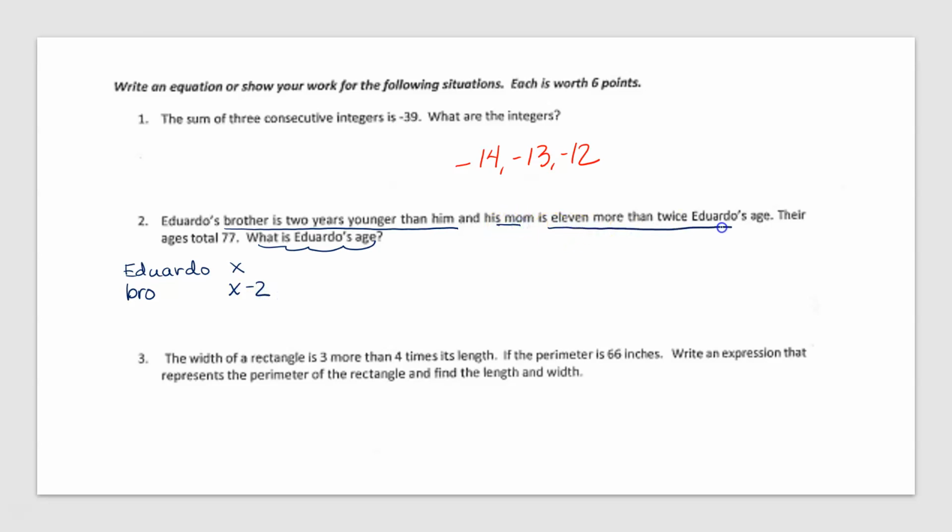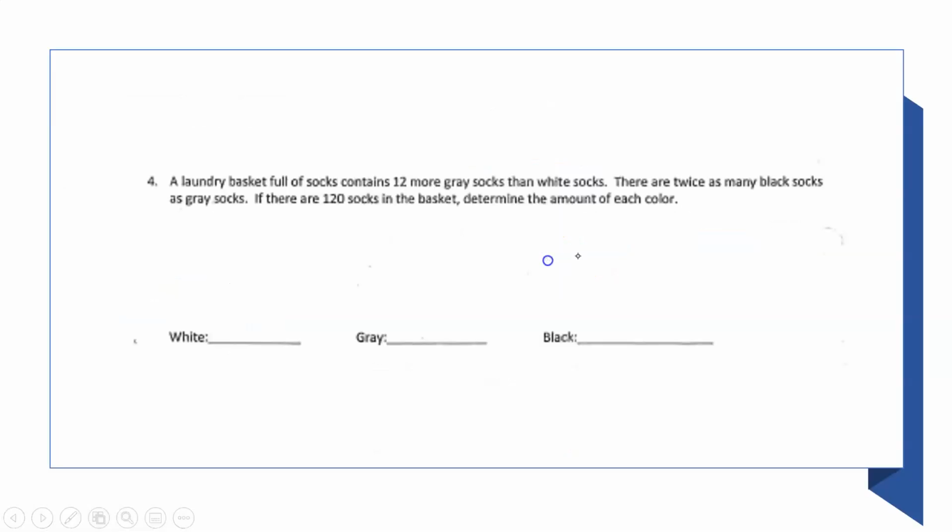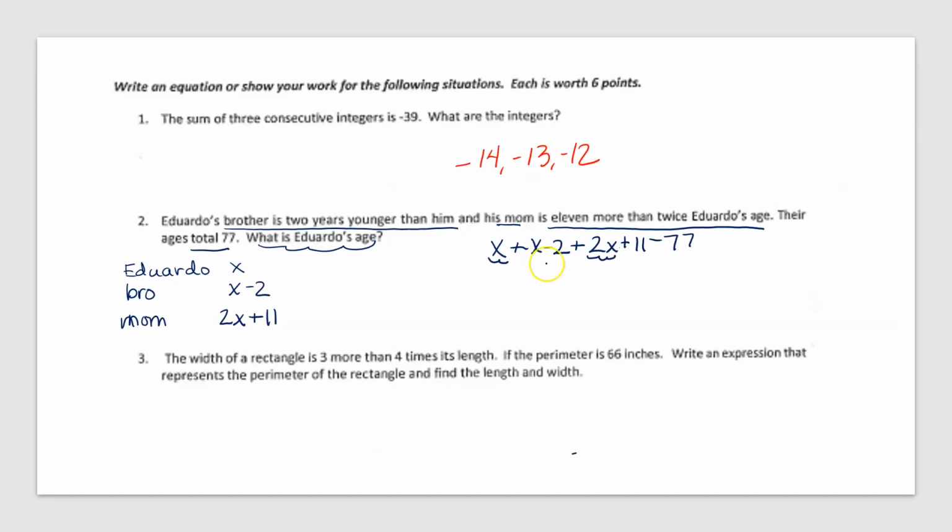His mom is 11 more than twice his age, so 2 times Eduardo plus 11 more, and we have that they total 77. So we have X, Eduardo, plus his brother, plus his mom, total 77. Let's simplify everything we can. So X and X, and 2 more is 4X.